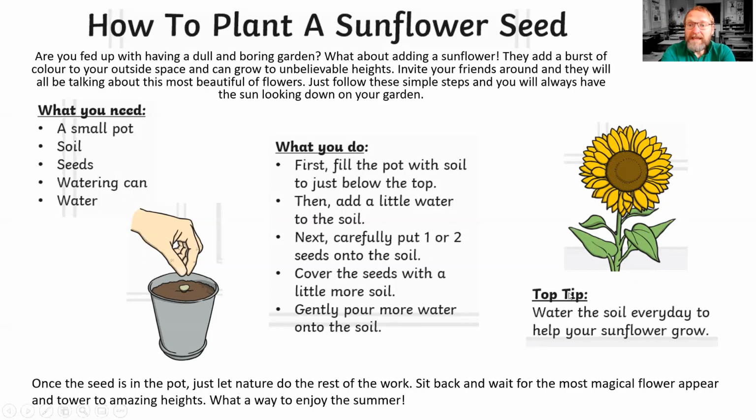And we've got a top tip. Now the top tip here is about how to get your sunflower to grow. Maybe your top tip could be a warning about catching that dragon, about the dangers of catching that dragon. So maybe your top tip could be how to avoid getting hurt. And then we have our concluding paragraph. And this one says, once the seed is in the pot, just let nature do the rest of the work. Sit back and wait for the most magical flower to appear and tower to amazing heights. What a way to enjoy the summer.